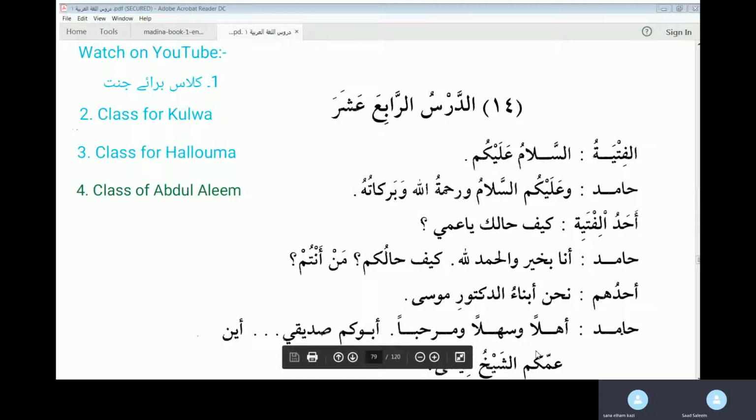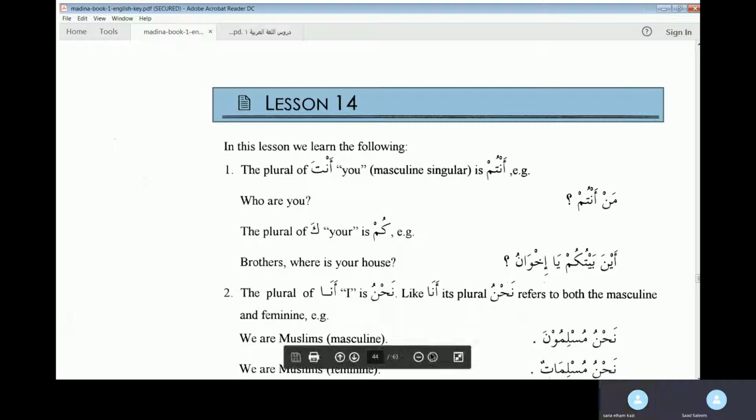Bismillah ir-Rahman ir-Rahim. Today we start on Duroos al-Lughah al-Arabiyyah number 79 on PDF, lesson 14. So let us start reading the grammar. In this lesson we will learn the following.